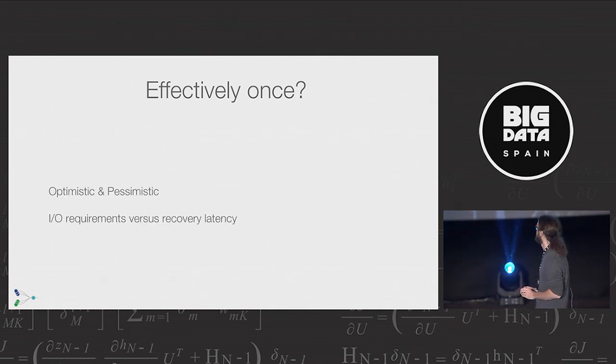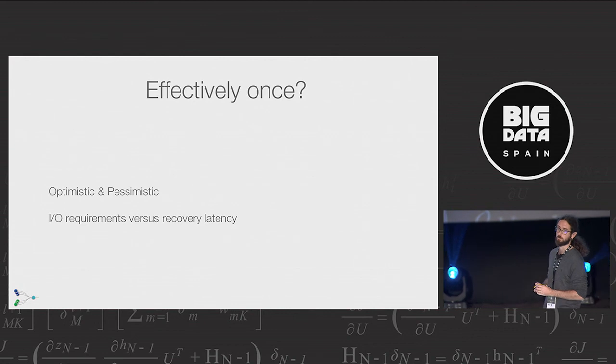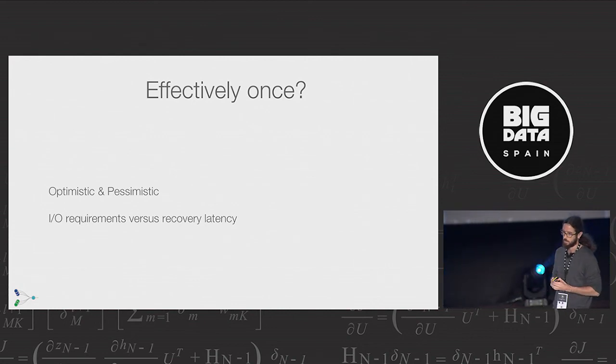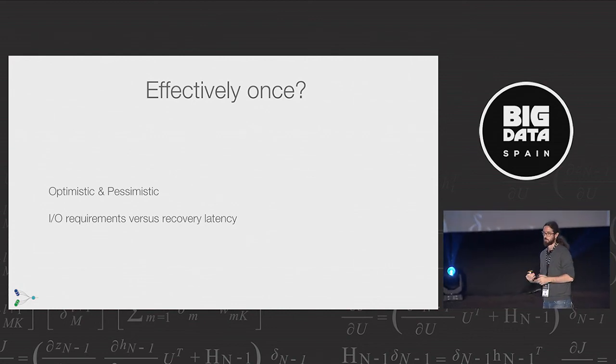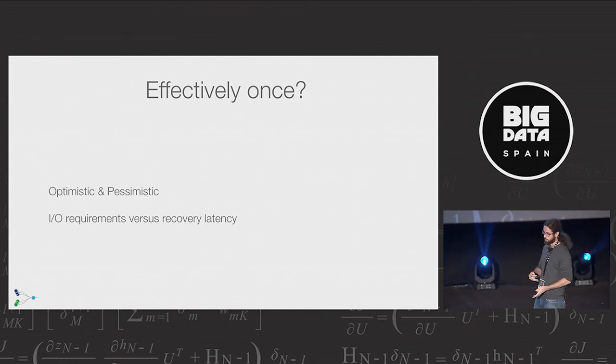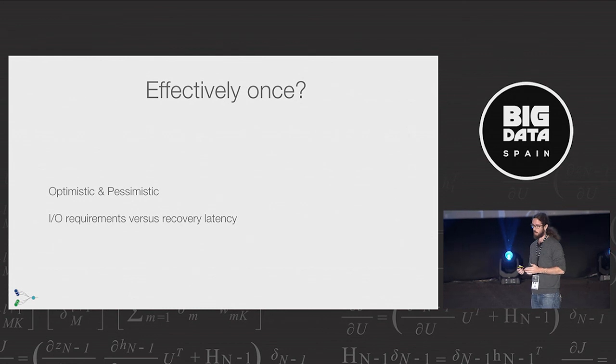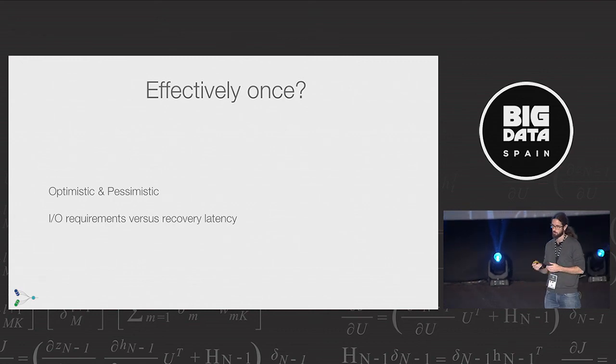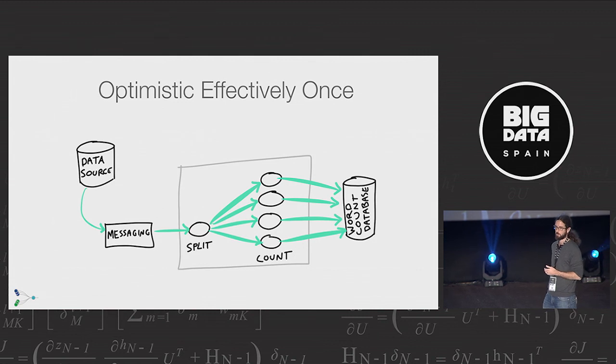And effectively once can be implemented in two ways, pessimistic and optimistic. The difference between them, and the reason you choose one over the other, is a trade-off between how much I/O you want to use and how much of a latency hit you're willing to take in the case of a failure of one of your nodes.